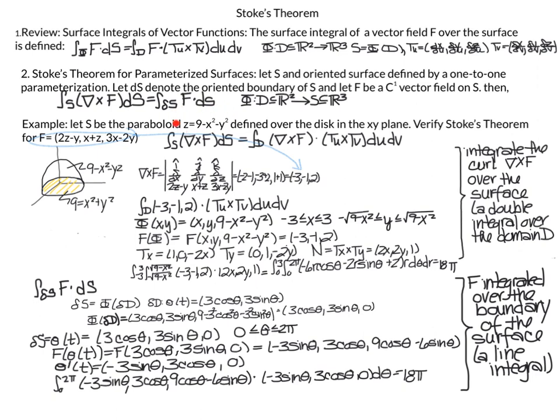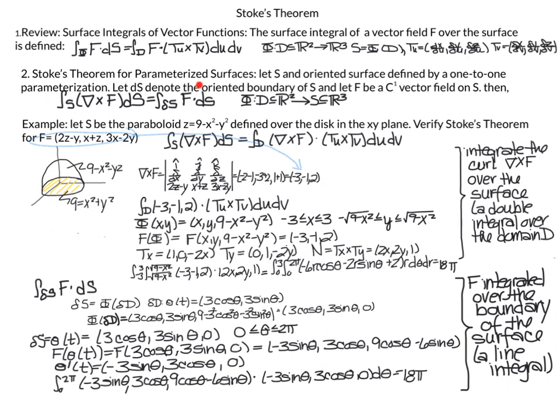Starting out with our paraboloid, this is our surface we're integrating over: z equals 9 minus x squared minus y squared. And I have this graph here. It's sort of like the x squared plus y squared would give you that paraboloid, that bowl shape, and the minus kind of turns it upside down with the 9 being on top. So this is our surface here, the paraboloid, and this disk, the circle of radius 3 in the xy plane, is our domain. So this is what gets mapped onto this paraboloid. And we want to verify Stokes' theorem for this vector field f.